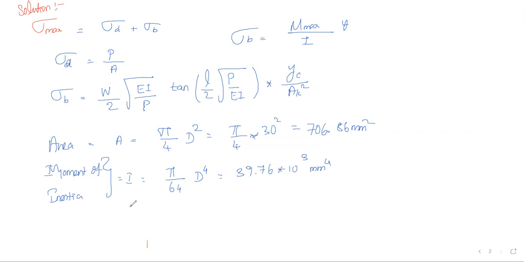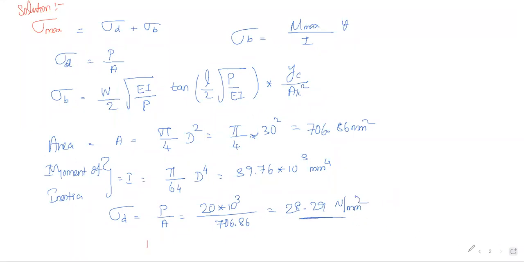So from this we can calculate the sigma D value, that is P by A. The P value they have given us is 20 kilonewton. So 20 into 10 cube newton divided by area, which becomes 706.86, gives 28.29 Newton per mm square. So this is the value of sigma d.